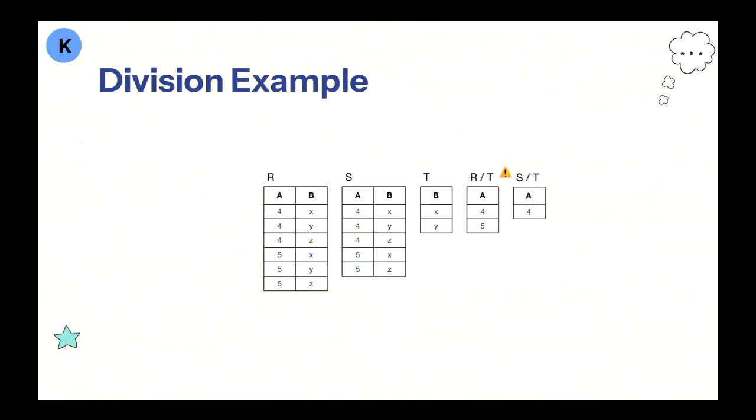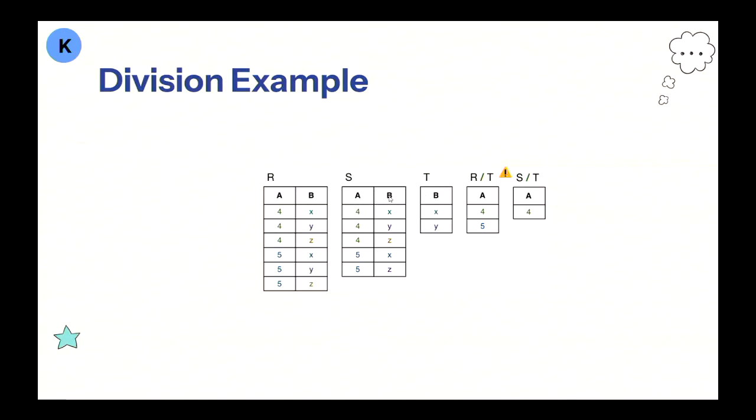So this is a relatively new concept. So let's show you an example. Here is a table of R, and here is a table of T. So can we do R divided by S? Actually, the answer is yes, because they have the same set of attributes, and they can be divided. And of course, we can also divide R or S by T. This is because the attributes of T are a subset of attributes of R, and also a subset of attributes of S.